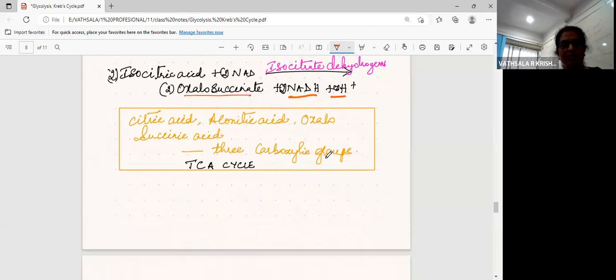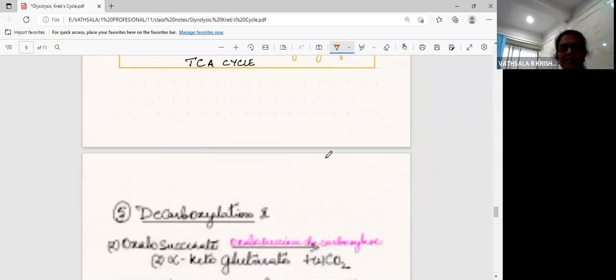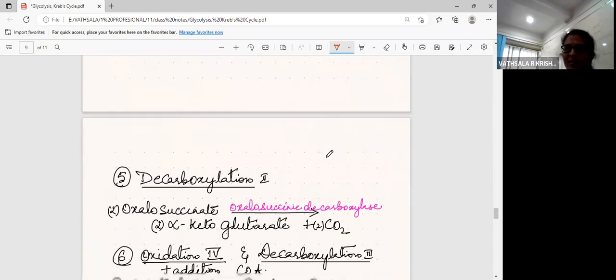Here, all three acids, citric acid, cis aconitic acid and oxalosuccinic acid, have COOH groups. The organic acids have carboxylic groups, and hence this cycle is also called the tricarboxylic acid cycle. Clear?